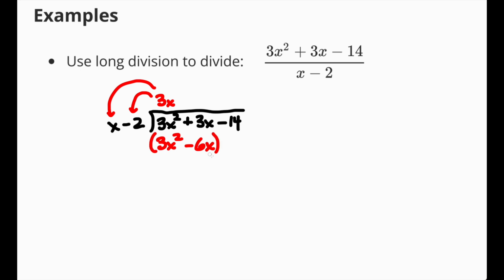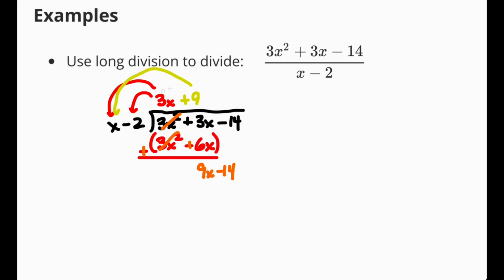We're going to put this in parentheses because we're going to be subtracting, and you want to make sure you distribute what you're subtracting. Then from here, we're going to cancel. The negative and negative become a positive, and now you have 9x minus 14. Now we have to repeat the process again. What do you multiply that x by to get 9x? And it would be 9. So we're going to do plus 9 here.